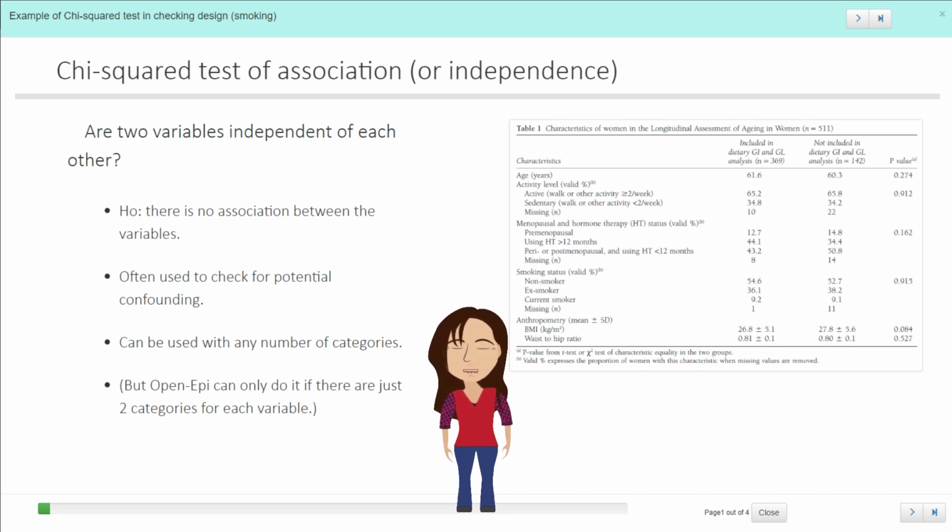So the null hypothesis is that the proportion is the same, and that can also be worded that the two variables are independent, or that there's no association between being a smoker and being included in the study. So it's a common test to look for differences between groups at the design stage. A chi-square test can be used with any number of categories. However, Open EPI is set up to work with two levels within each category. So you would have to do this in SPSS.